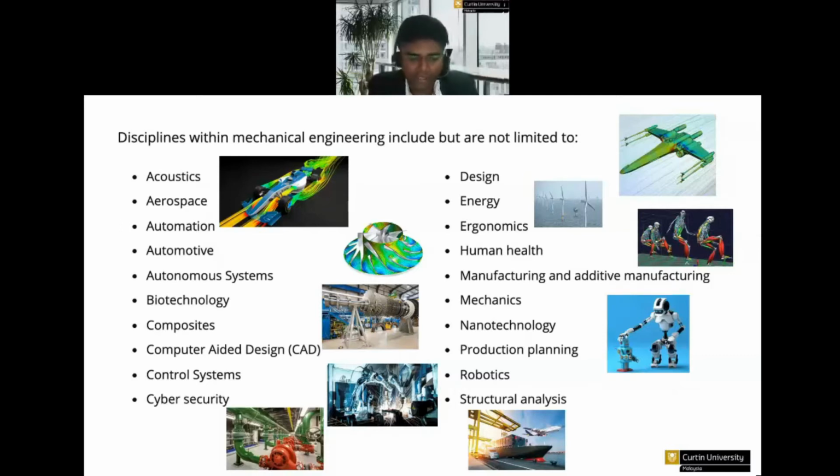Another important thing is that in mechanical engineering, you have very vast areas, or we can say in other words, the versatility of this department is the key of this discipline. You can see here a number of disciplines: acoustics, aerospace, automation, automotive, biotechnology, composites, computer-aided design, control systems, then engineering design, energy field, ergonomics field, manufacturing and additive manufacturing, nanotechnology, production planning, robotics, structure analysis. So a number of areas are there after your graduation where you can move. So it is up to you which field you will choose after your graduation.